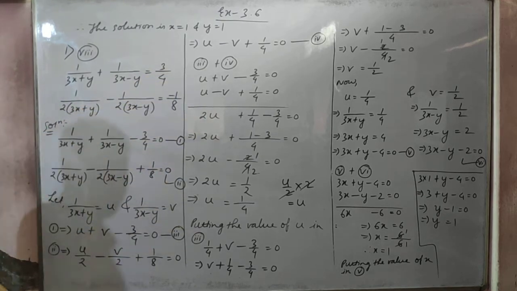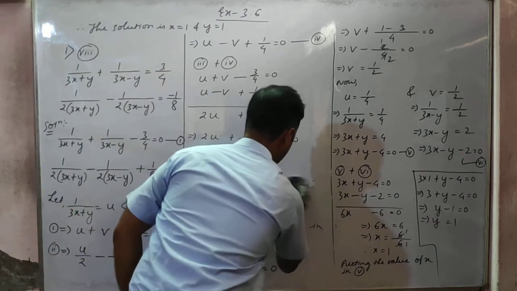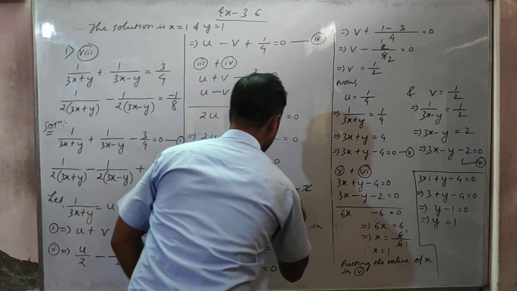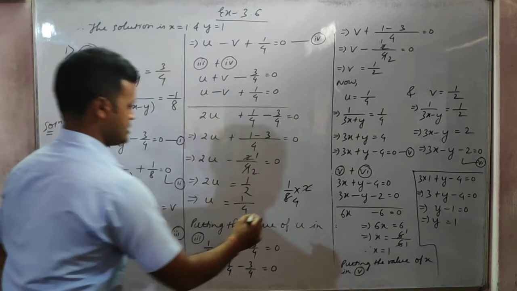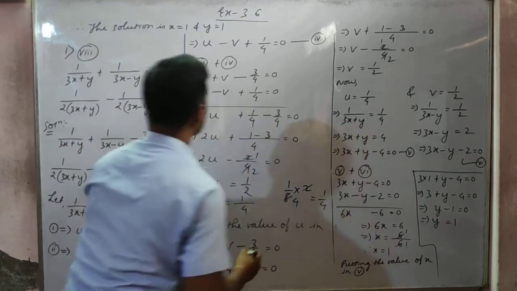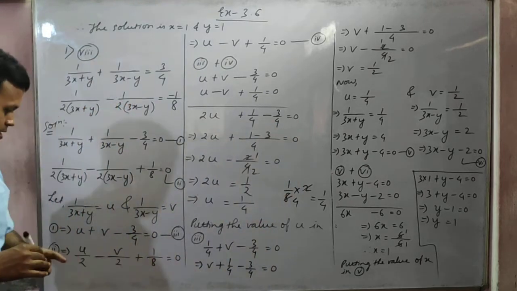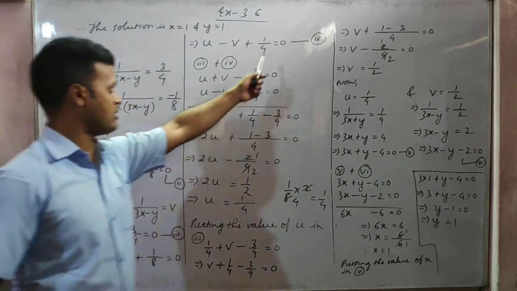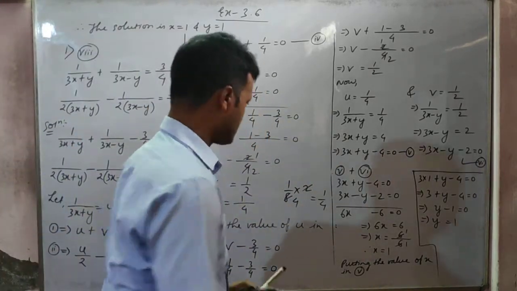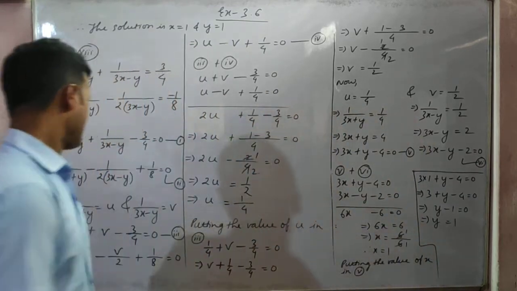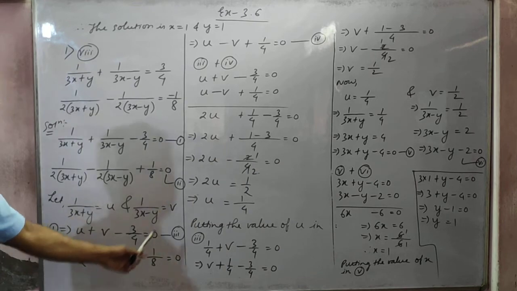And 1 by 8 into 2, students. 1 by 8 into 2. 2 you cancel with 8 how many times? 4 times. So that is equal to 1 by 4. Therefore I got here 1 by 4. And 0 into 2 on the right hand side will become 0 only. Understood? So now mark it number 4. Okay, this is number 3 and this is number 4.